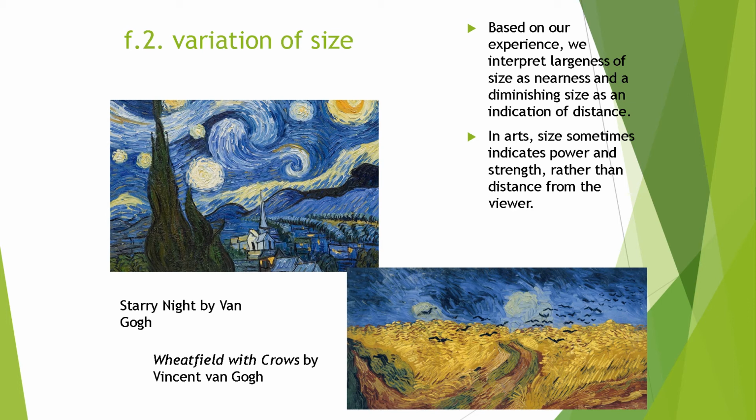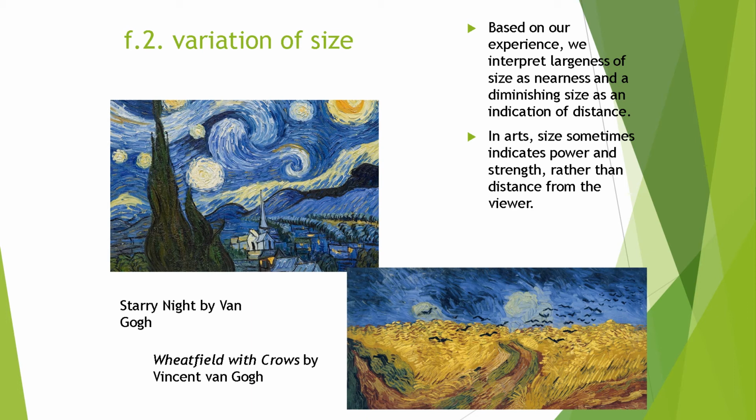Dito sa variation of size, gusto mo pakita na mas malaki talaga to ng dihamak. Okay, not necessarily mas malapit siya, but instead give us the impression, mas malaki pala ito kumpara dito. Okay, based on our experience, we interpret largeness of size as nearness and a diminishing size as an indication of distance. In art, size sometimes indicates power, strength, rather than distance from the viewer.